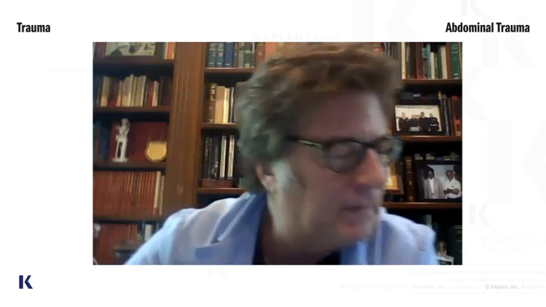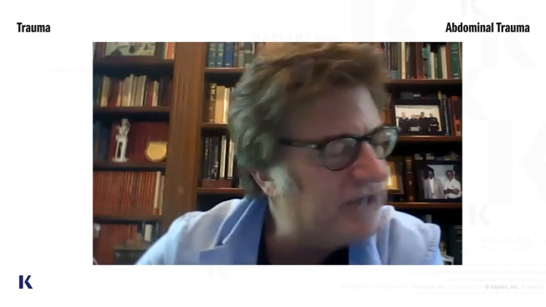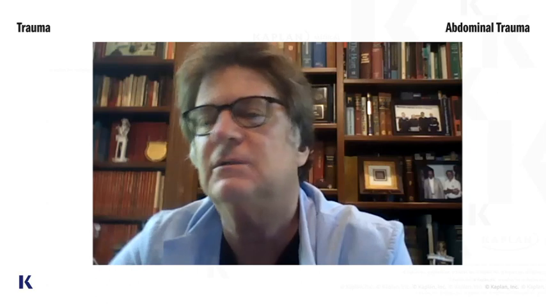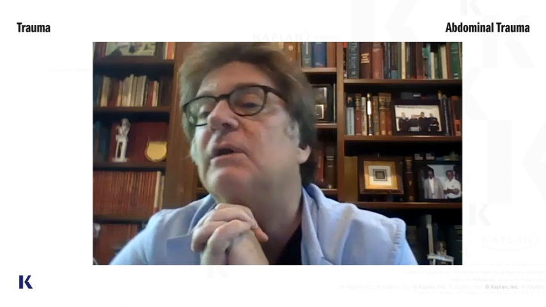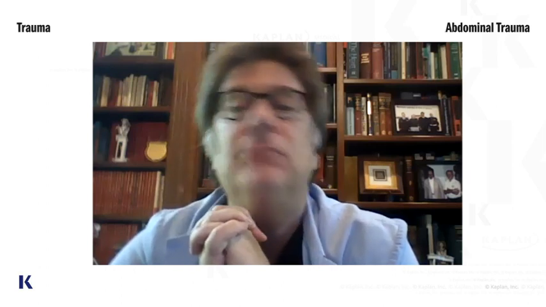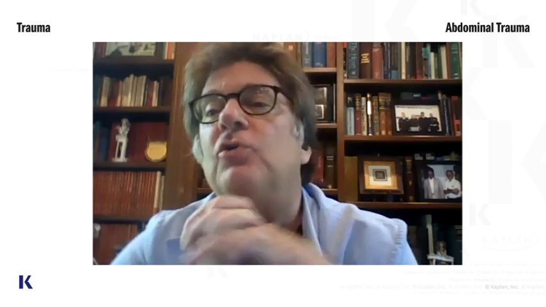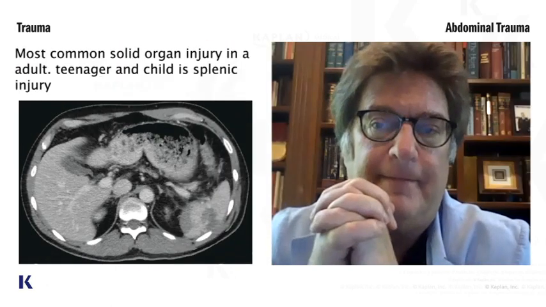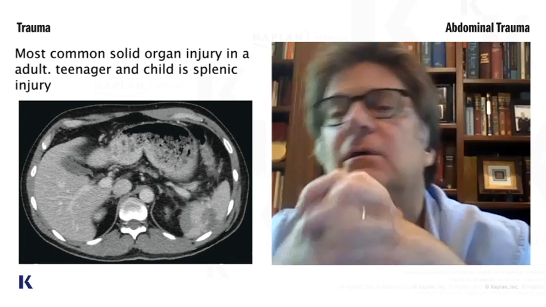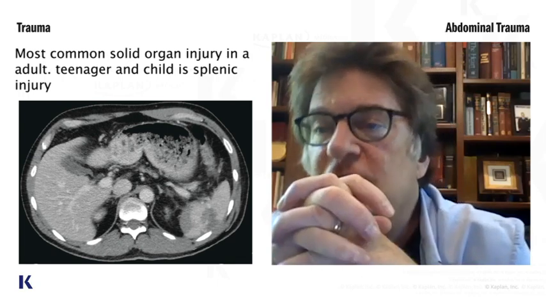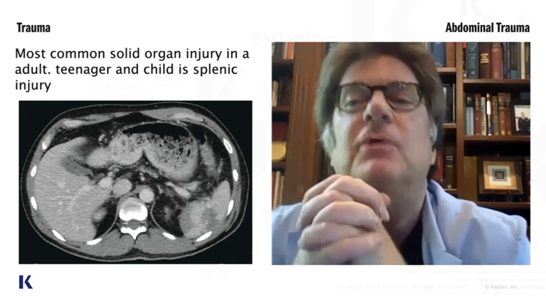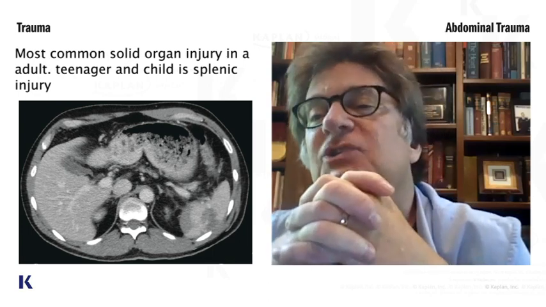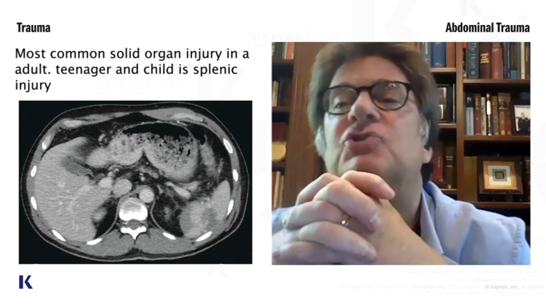All right. Next. Let's talk about solid organ injuries. Listen carefully. The most common solid organ injury in blunt trauma in the adult is the spleen. The most common solid organ injury in the teenager is the spleen. The most common solid organ injury in the child is the spleen.